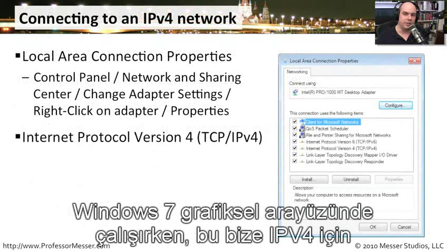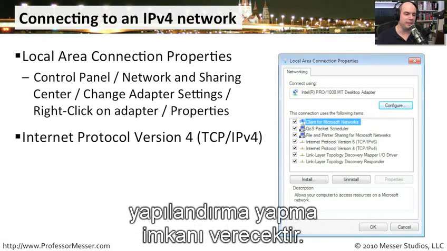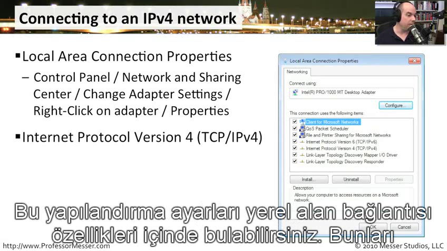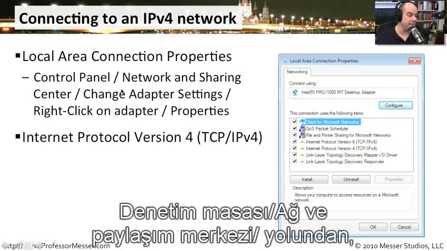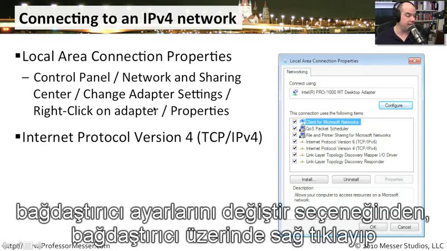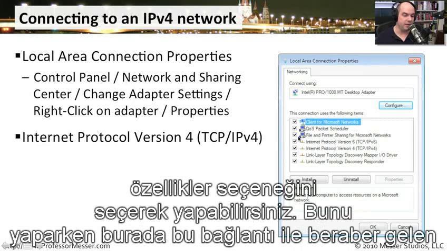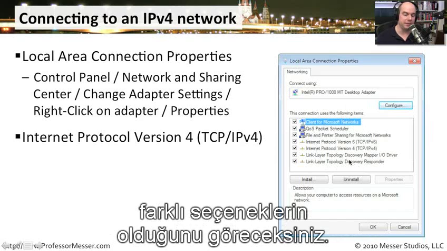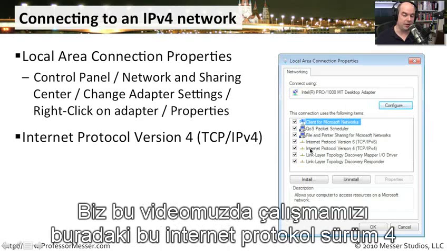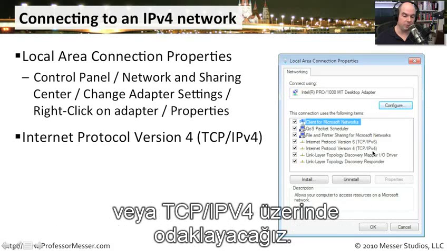A lot of the configurations that we're going to do for IPv4 when we're working inside of the Windows 7 GUI can be found in the local area connection properties. And you can find those in the control panel, network and sharing center, change adapter settings, and we'll right mouse click on the adapter and choose properties. And when you do that, you'll see there's a number of different items that usually come up for that particular connection. We're going to focus our efforts here on this video under the Internet Protocol version 4 or TCP/IPv4 configuration.